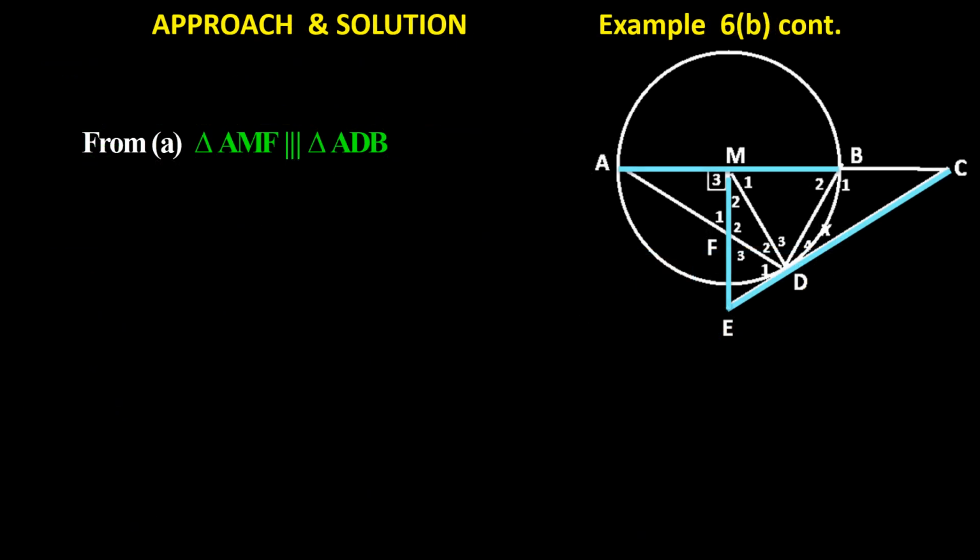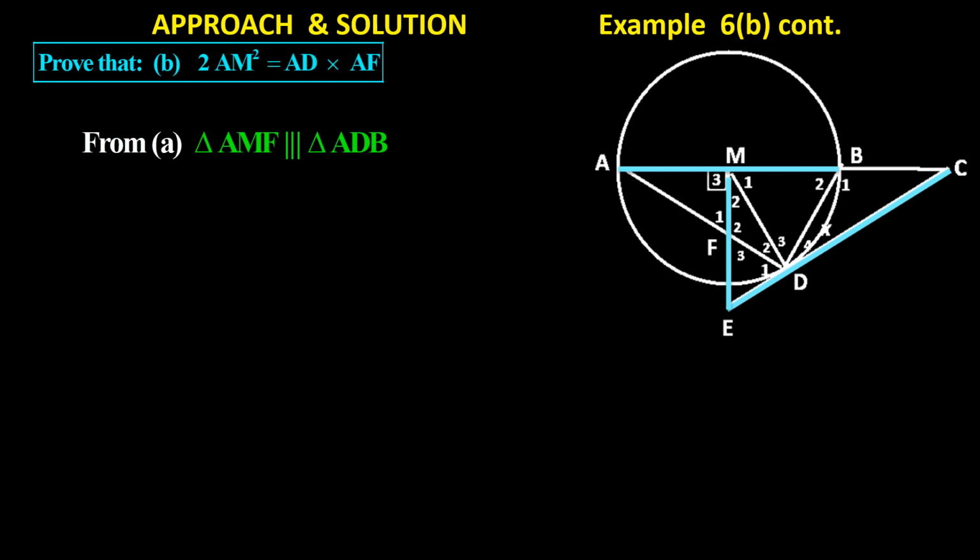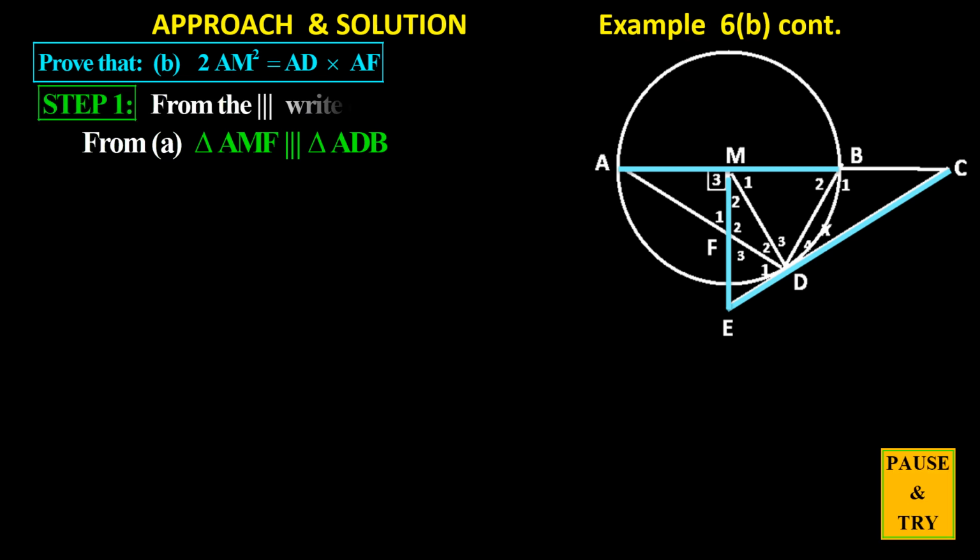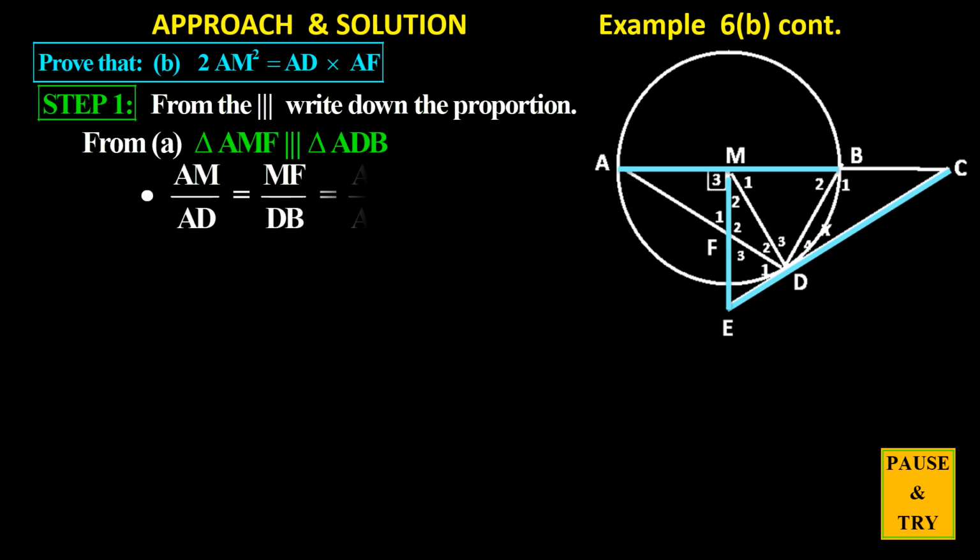Now let's look at the second part of the question, 6b. There again we have our diagram, and this is what we have to prove. 2AM squared equal to AD times AF. Now always, we've just proved similarity. So from the similar triangles, what can we get? We can get the proportion. So let's get the proportion there. And the proportion from the similar triangles is AM over AD is equal to MF over DB is equal to AF over AB.